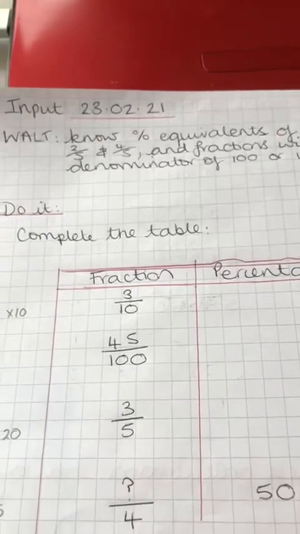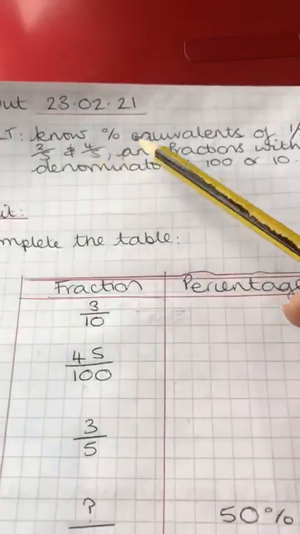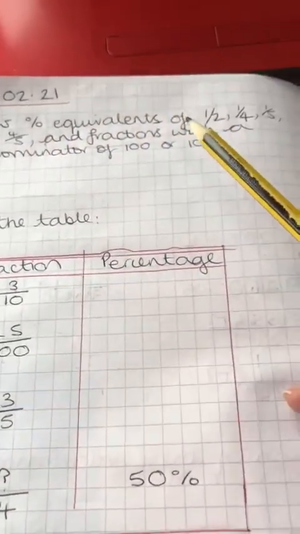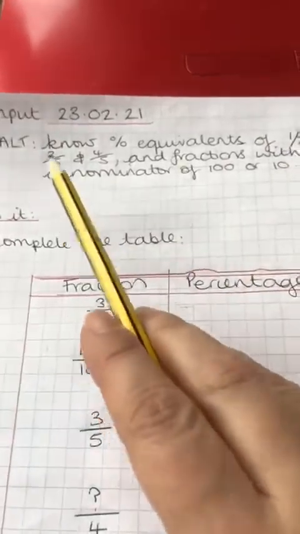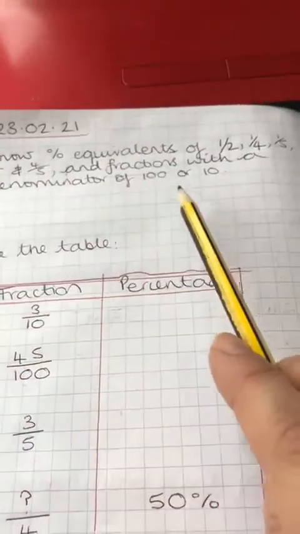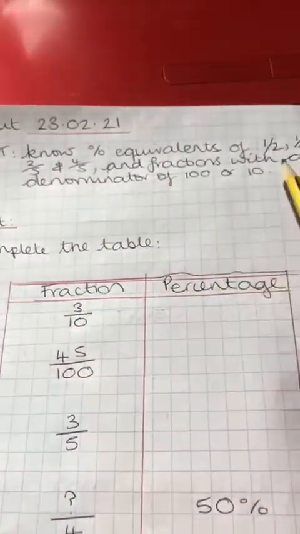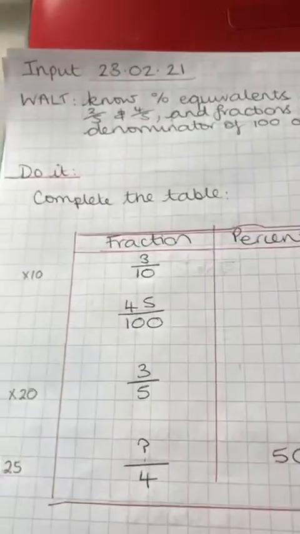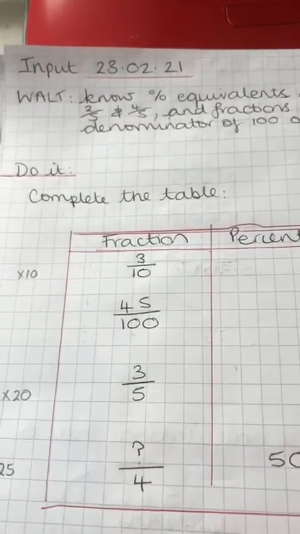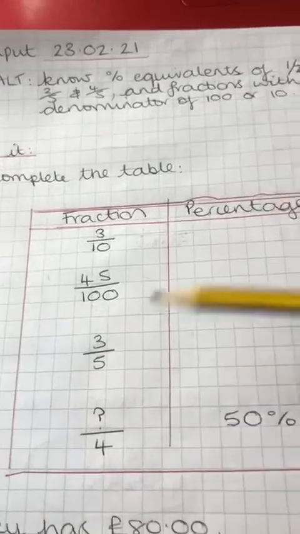So our WALT this morning on Tuesday is to know percentage equivalents of a half, a quarter, a fifth, 2/5 and 4/5, and fractions with a denominator of 100 or 10. The first thing we've got to do is complete a table similar to this, okay?